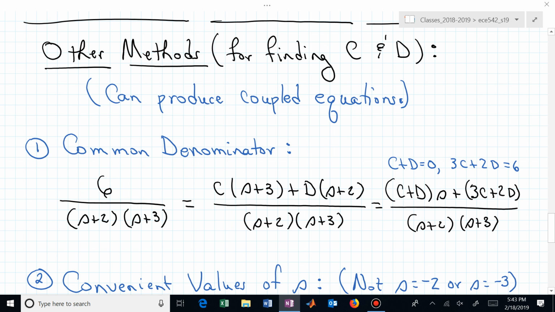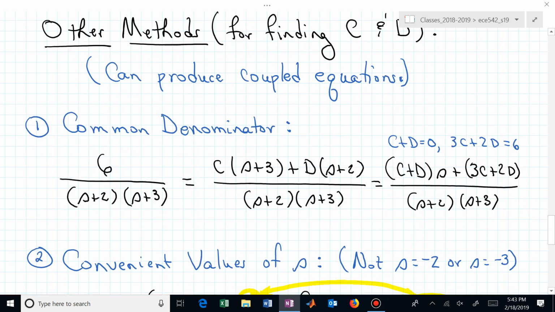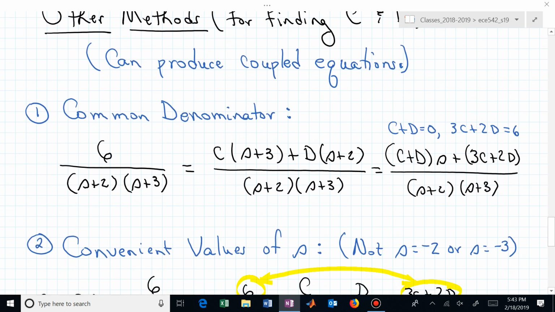Sorry about that. But one of the approaches would be to just put them over a common denominator. You have 6 over s plus 2, s plus 3. You've done the partial fraction expansion into c over s plus 2 plus d over s plus 3. Put them back over a common denominator. You get this numerator on the right-hand side that's supposed to equal 6. Well, that means that the coefficient that scales s must be 0, or said another way, c plus d equals 0. And the constant coefficient, which is 3c plus 2d, better be 6.